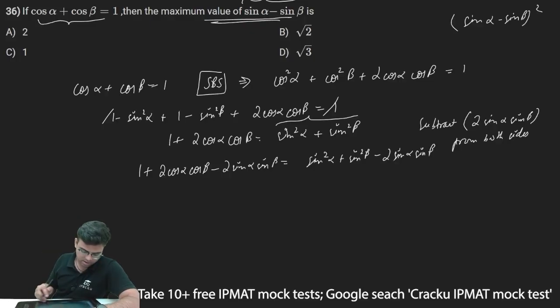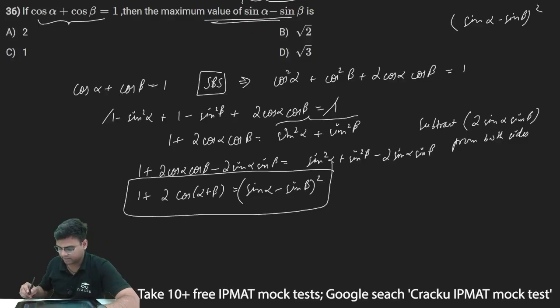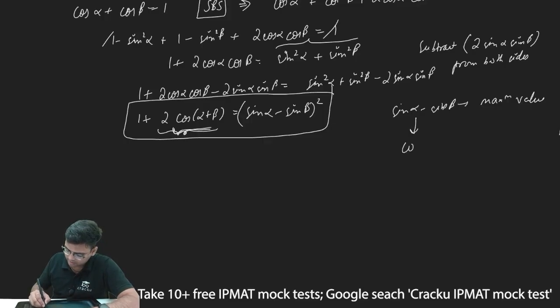Now we have 2 cos alpha cos beta minus sin alpha sin beta. This is equal to 1 plus 2 into cos of alpha plus beta, and the right hand side will be equal to sin alpha minus sin beta whole square. So this is the equation which we are getting. Now we have to find out the maximum value of sin alpha minus sin beta. We can definitely say that cos of alpha plus beta should be maximum.